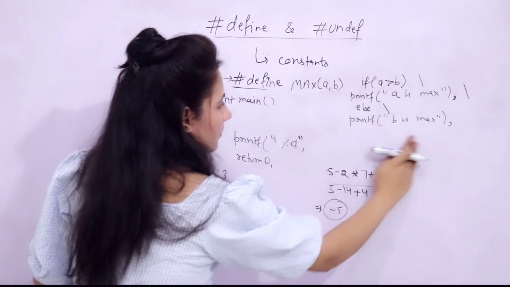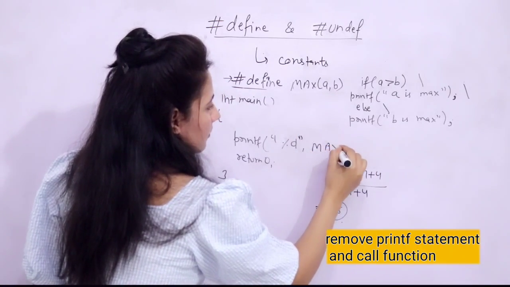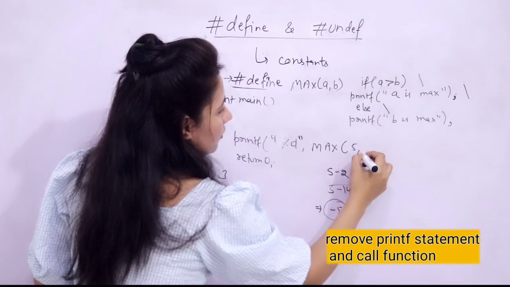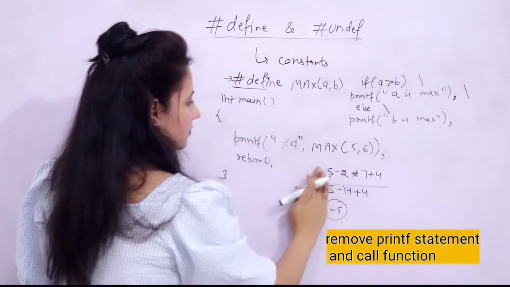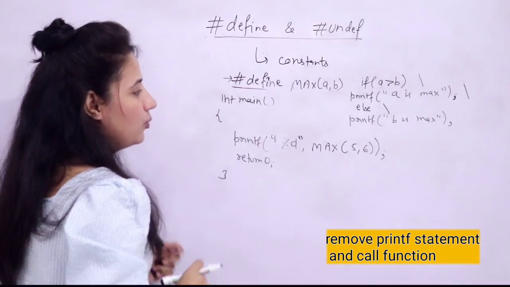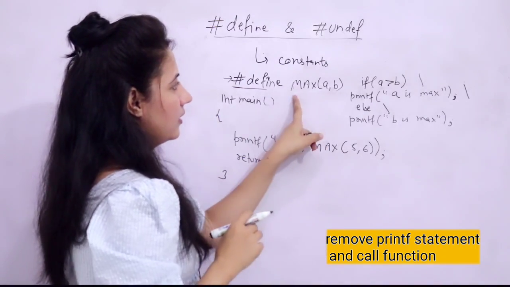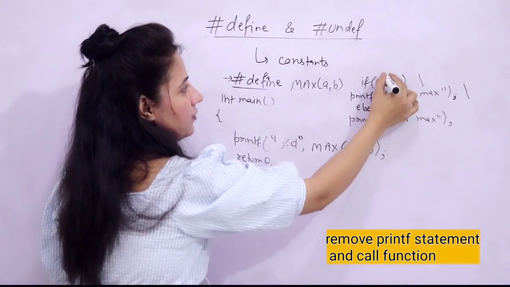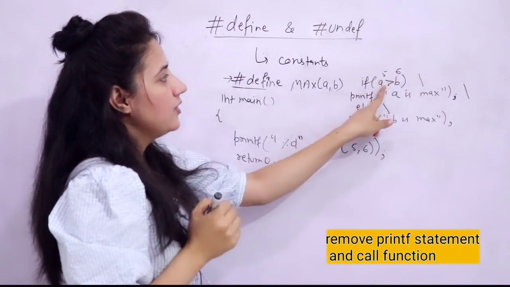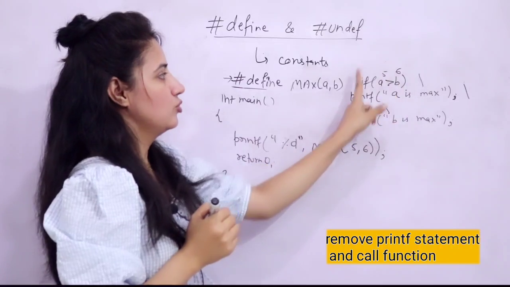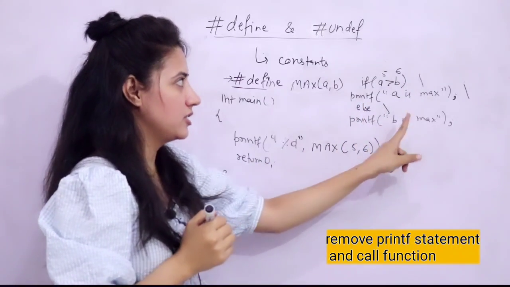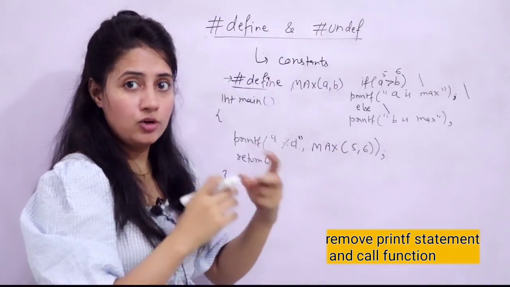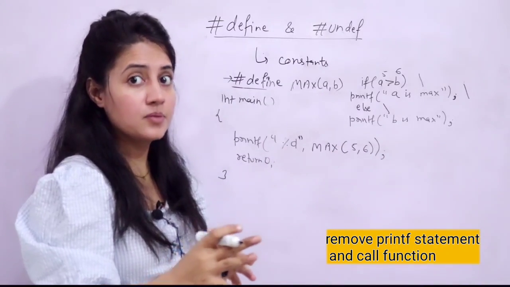Now here if I pass max, and if I pass here 5, 6. Now what output you will get? Simply it will print max AB. So this would be replaced with this thing. So AB is 5 and 6. So 5 greater than 6? No. So else it will print B is maximum. Obviously B is maximum.